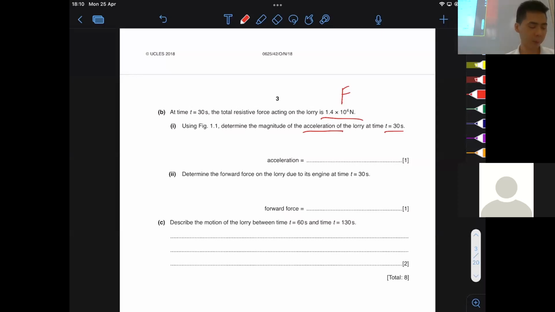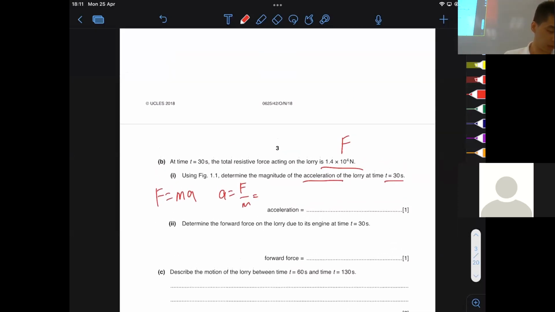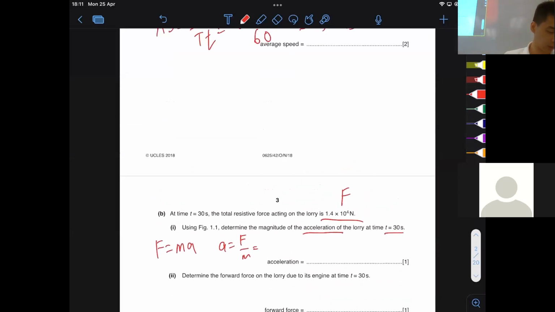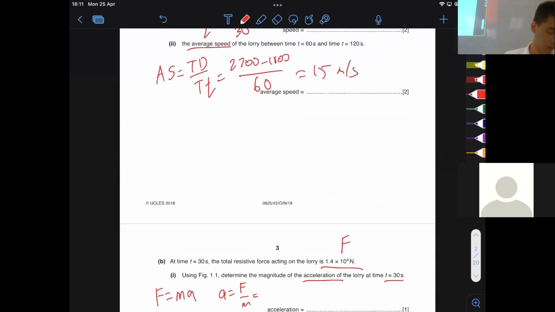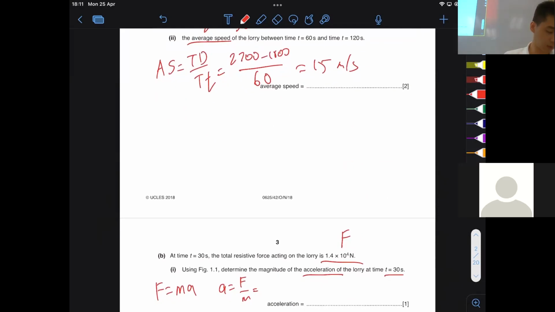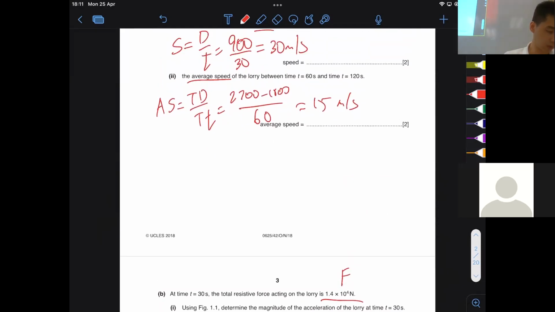Anyways, if you look at this question here, guys, they are essentially asking you for acceleration, right? If you are asked for acceleration and you know for a fact that force is given here, you're supposed to use the F equals ma formula, right? So the method here is just a equals F over m. Oh, sorry. Determine the magnitude of the acceleration. The total resistive force is this much.